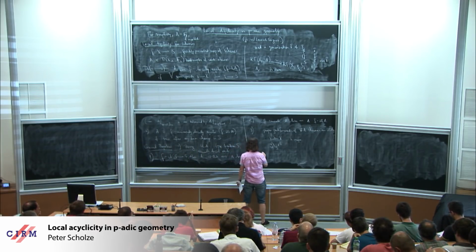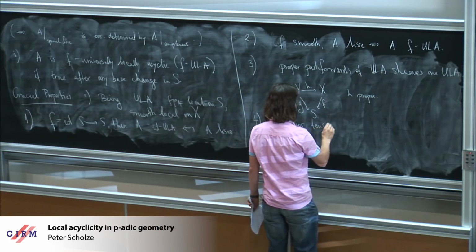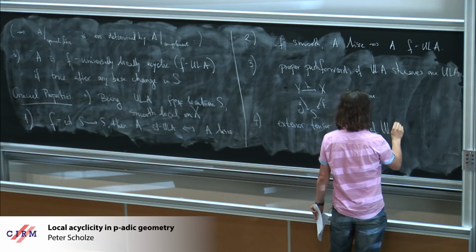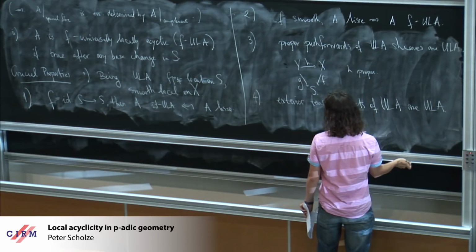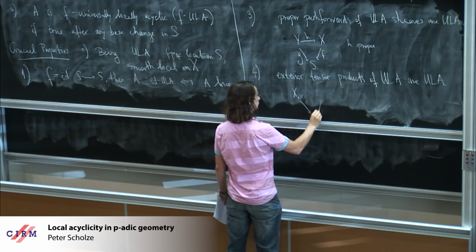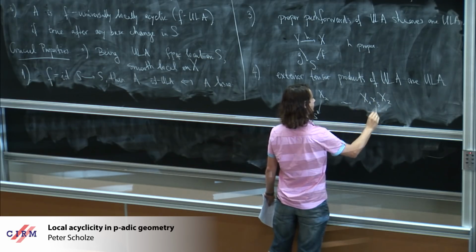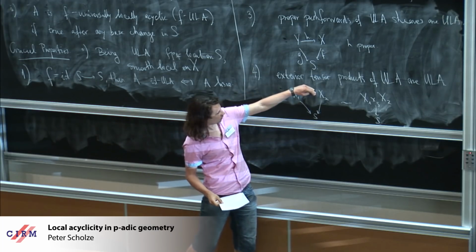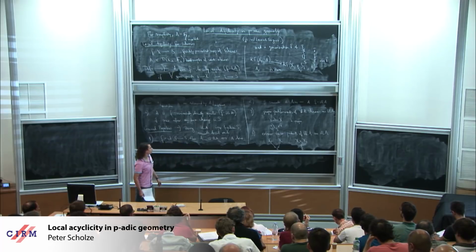And another important property is that exterior tensor products of ULA sheaves are ULA. So here you have X1 and X2, and then you can also have the fiber product. And if you have ULA sheaves A1 on X1 and A2 on X2, then the exterior tensor product on X1 times X2 is again ULA.